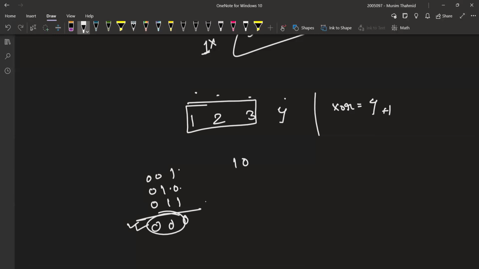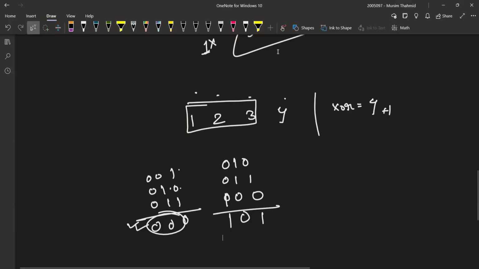What about 2, 3, 4? 1 0 1 1 0 1 1 0 0 0 1 0 1 1 0 1. Yeah, compared to 1 0 1.